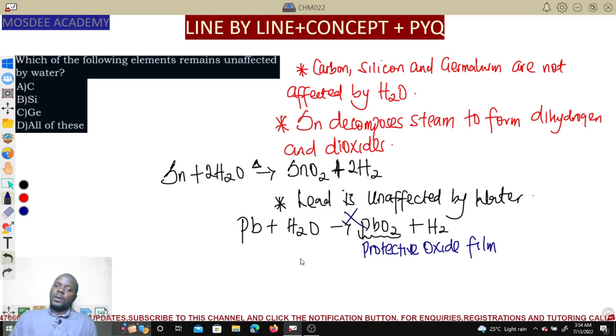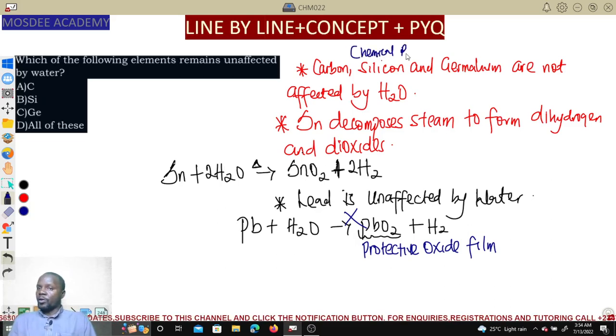It's not visible, but in the chemistry of reactions we tend to know that these occur. So this is a reaction of water, which is also part of the chemical reactions of group 14. I'm trying to make chemistry easy for you guys, and that is why I'm trying to demystify it line by line. So the next one: carbon does not react, silicon does not react, germanium does not react. The answer is all of these, and this is the correct answer.